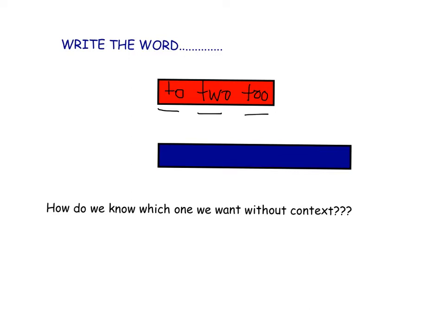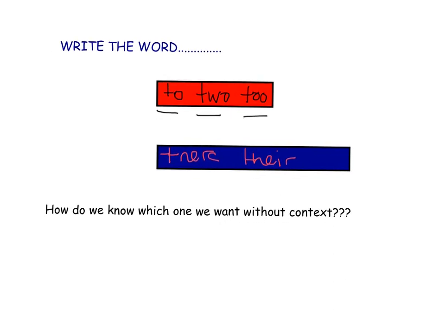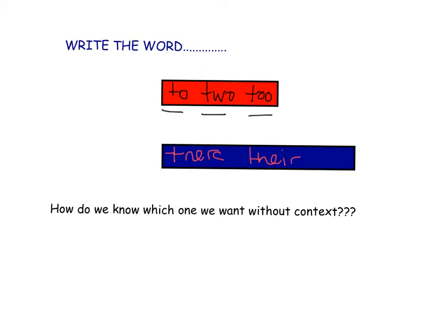Or what about the word "there"? Write the word "there" for me. You could write "there," or you could write "their." Without the context of this sentence, we don't know which one to write. And the reason I bring this up is because that's like square roots. If I just say, what is the square root of 25, you don't know if I am talking about the 5 or the negative 5.